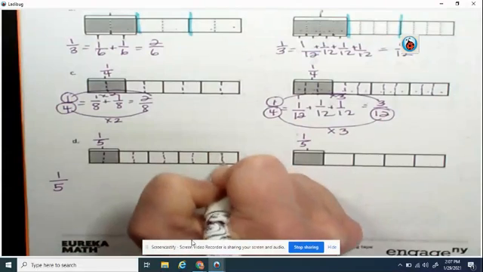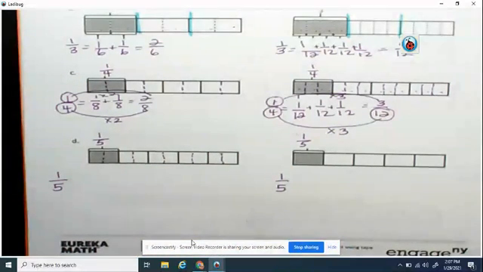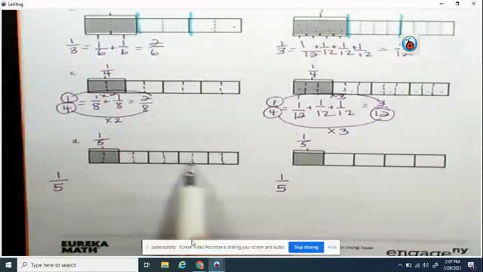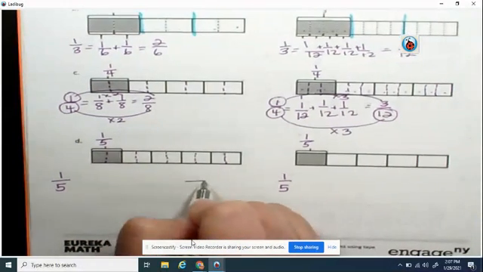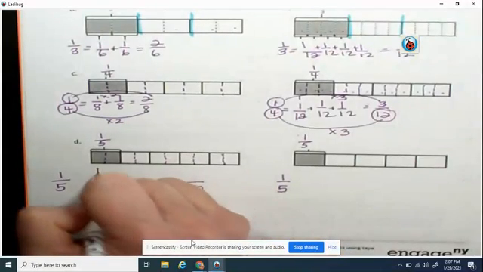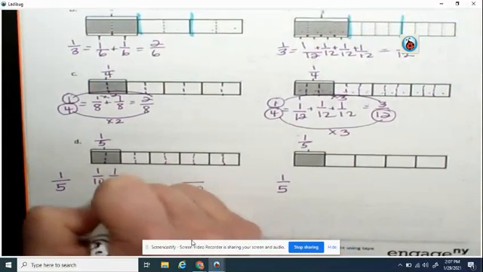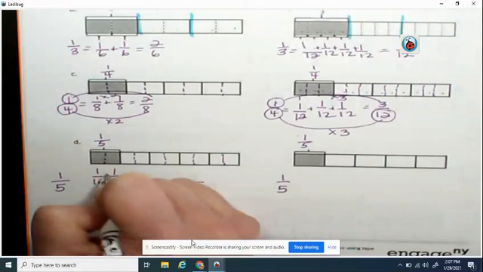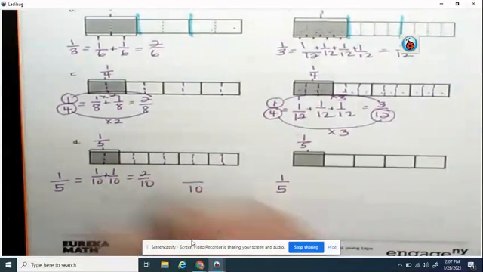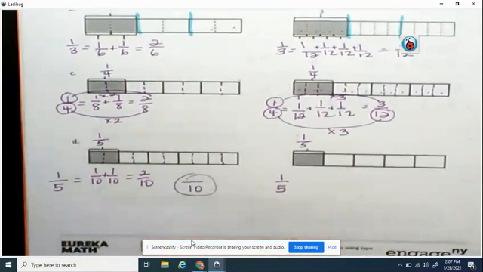5 times 2 is 10. We cut it in half, so I should have 10 pieces. 1, 2, 3, 4, 5, 6, 7, 8, 9, 10. So my new fraction that it's going to be equivalent to is going to be tenths. Okay, so this is 1/10, and 1/10, I've got 2 tenths. So 1/5 is equivalent to 2 tenths. And I knew it was going to be tenths because I knew 5 times 2 was 10.